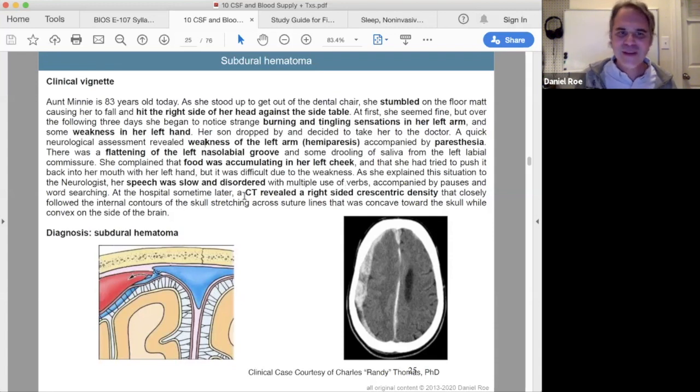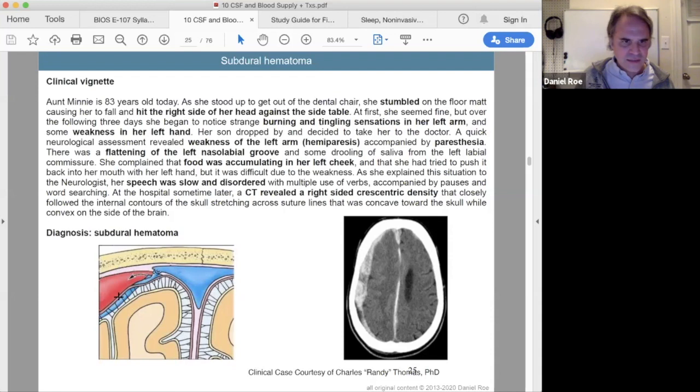At the hospital sometime later, a CT revealed a right-sided concentric density. So that's what we're seeing here, because remember, we're looking toe to crown, so this is the right side over here. A right-sided concentric density that closely followed the internal contours of the skull, stretching across suture lines. It's concave toward the skull while convex on the side of the brain. This is a typical presentation of subdural hematoma, and that's what's being illustrated here. Ruptured bridging vein, bleeding into the subdural space. That's dura mater right there.